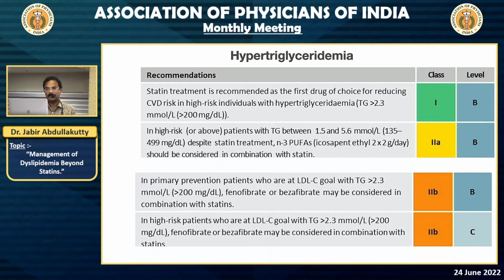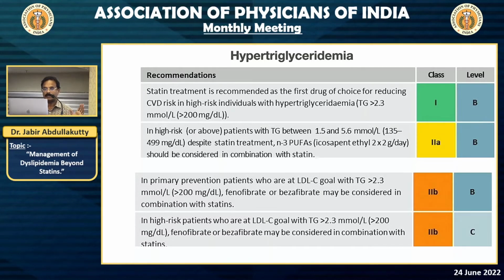This is specifically icosapent-ethyl because the next trial, the next study, where they used a mixture of icosapent-ethyl and the docosa salt, they could not replicate the benefit. That is the STRENGTH trial. In the primary prevention patients who are at LDL cholesterol goal and with a triglyceride more than 200, you can use a fibrate, a fenofibrate or a bezafibrate. And in high risk patients who are at LDL goal with a triglyceride more than 200, fenofibrate or bezafibrate.